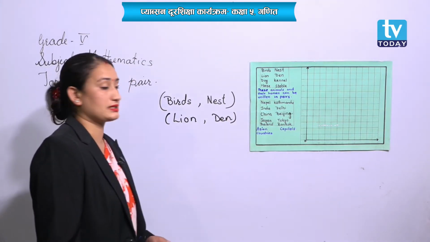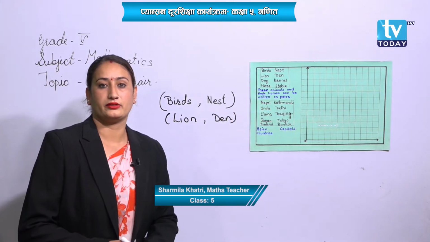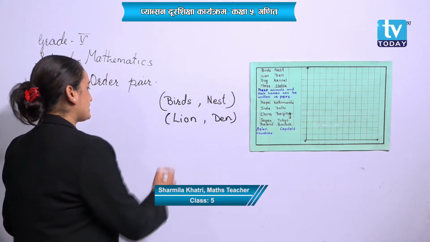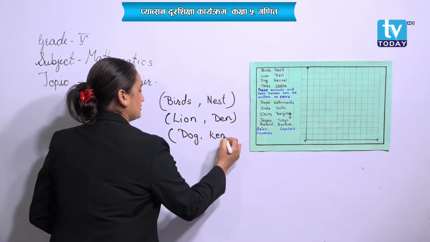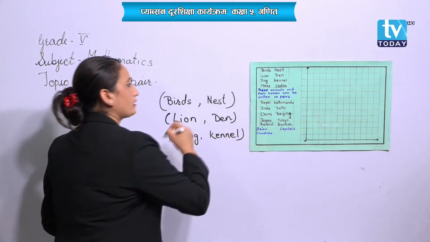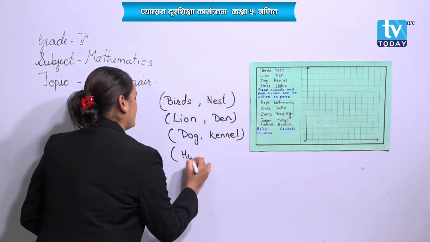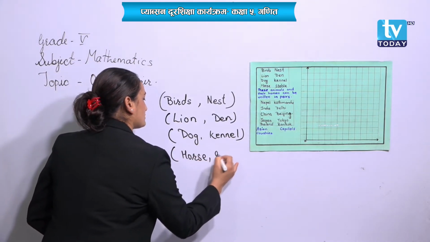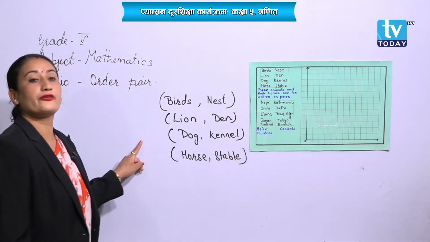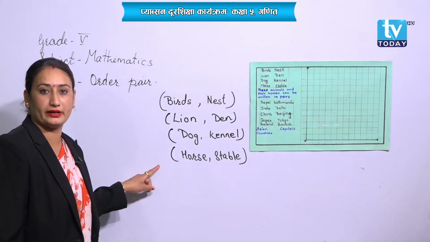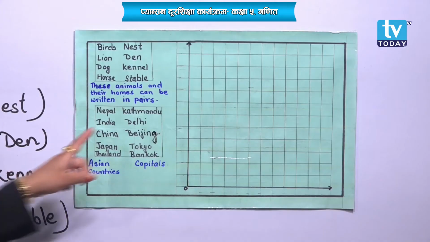I have the next one. That is what? It's dog and kennel, right? So, please write it down once again. Dog and kennel. Then after, horse and stable. So, write down here, horse and stable. So, students, this is the first ordered pair. Done? Very good.